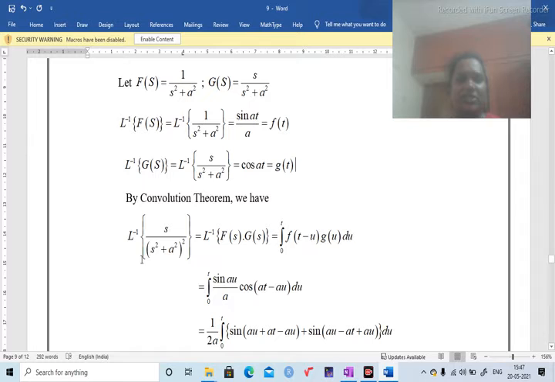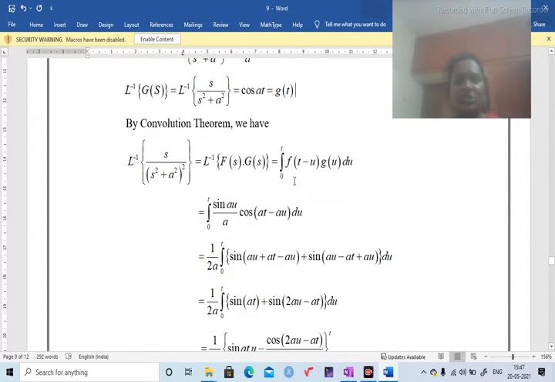By convolution theorem, L inverse of s by (s square plus a square) whole square equal to L inverse of f of s into g of s. That means the multiplication of these two is this only. So integration 0 to t f of t minus u into g of u du. Substitute the values of f of t minus u and g of u. Simplify.